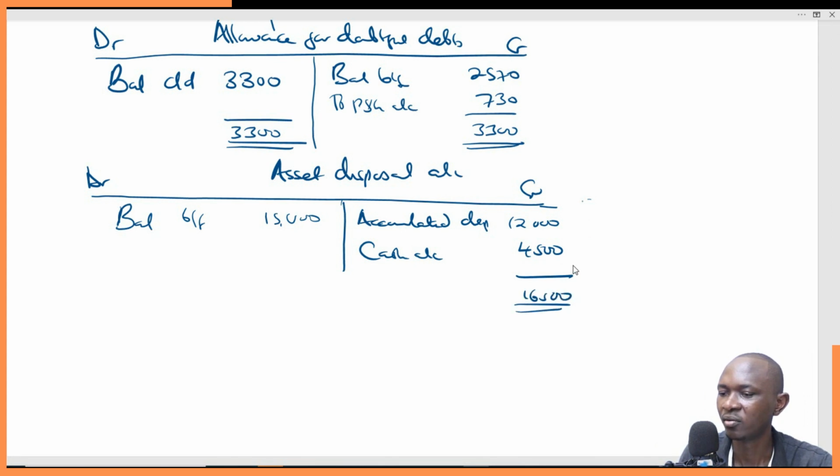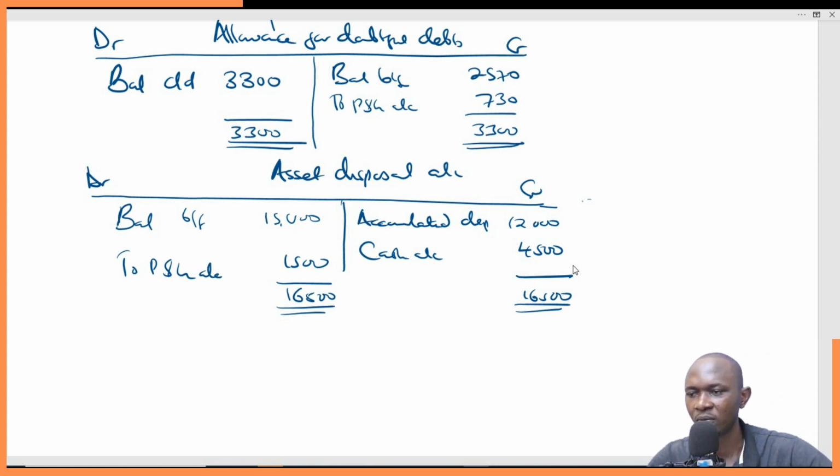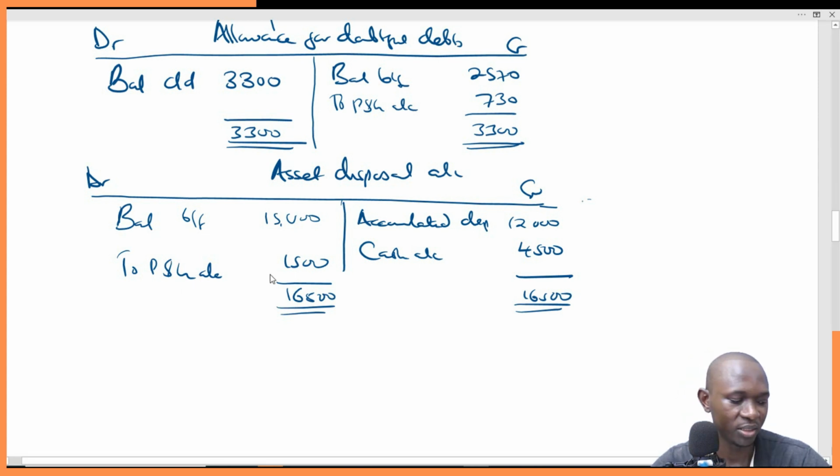This is 16,500. This is 16,500. This gives us 1.5. And this is to P&L account. So it goes to P&L. You can see it's on the debit side of the asset disposal account. So to P&L it goes as a credit. And that explains why it's considered as part of the income and gains in the P&L. When it crosses over to the P&L, it assumes the credit part of the P&L, which is the income and gain. So this transaction has simply led to a gain of 1.5 million.